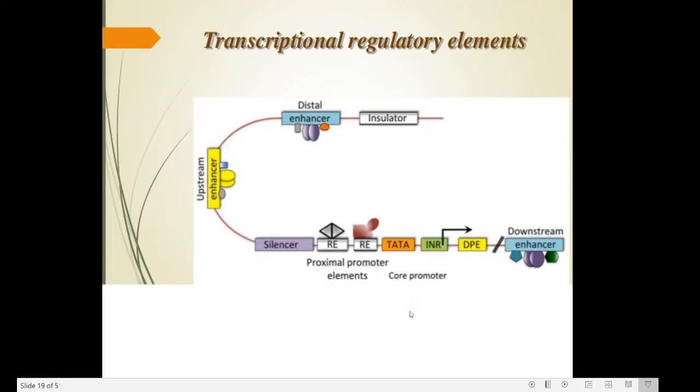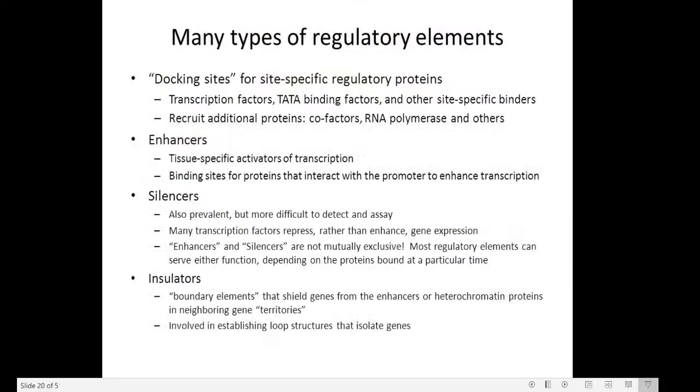Here you can see some genes, then the downstream process. Some specific regulatory elements are there in the initiation process. These are all about the initiation complex. Here you can see the docking site for site-specific regulatory proteins, that is the transcription factors, TATA binding factor, and site-specific binders. These are all the specific transcription factors.